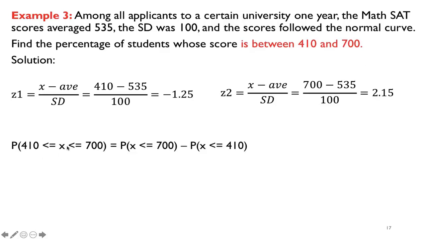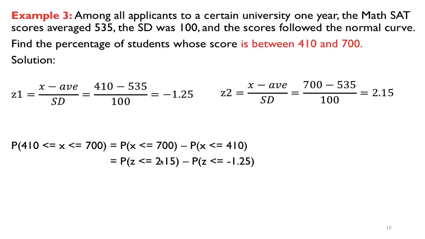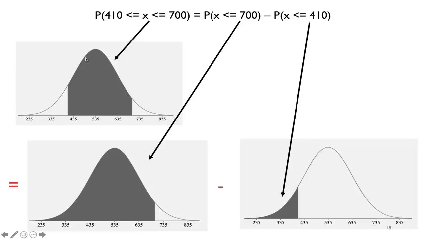So now we want to find this problem. What's the probability that my score is between 410 and 700? Well, I think the best way is to see a picture here. So I'll come back to this formula. I'll show you the picture here. If I want to find the probability that I'm between two scores, again, my z-table only tells me the probability that is less than a certain z-score. So the z-table only tells me this graph, not this graph.